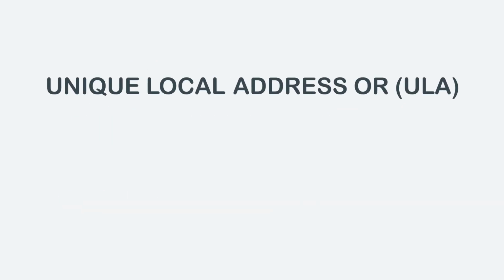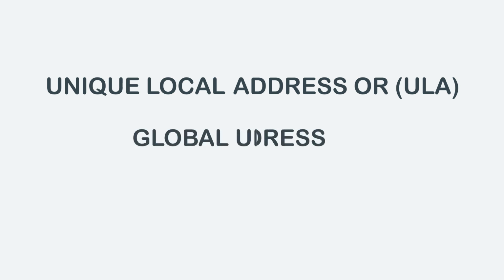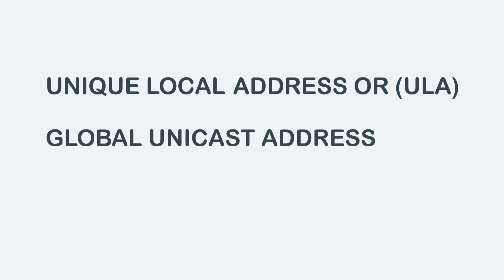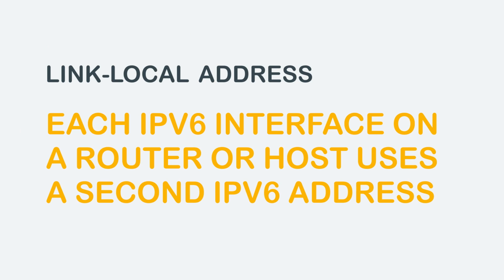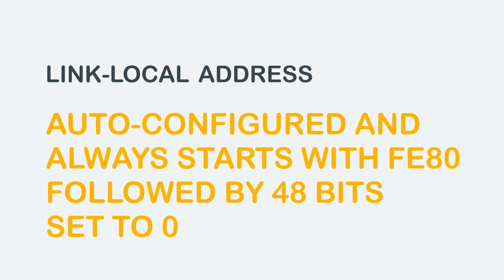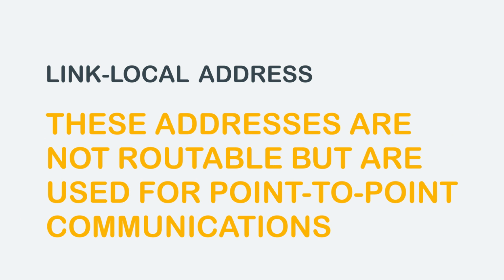The first video covered unique local addresses, or ULA, and how it is used as a site address or within an organization. We also covered the global unicast address, which acts like a public IPv4 address. Now we will cover the link local address. Each IPv6 interface on a router or host uses a second IPv6 address called a link local address. The link local address is auto-configured and always starts with FE80 followed by 48 bits set to 0. These addresses are not routable but are used for point-to-point communications.